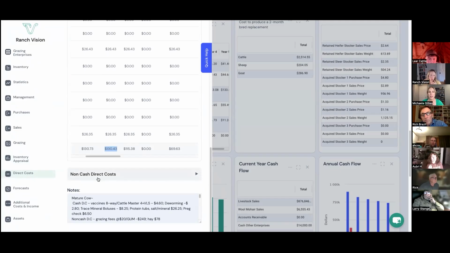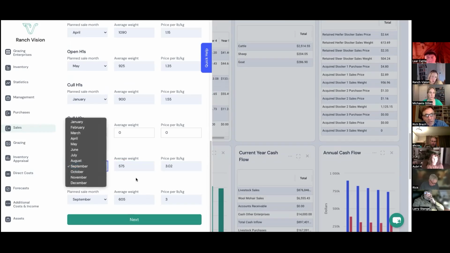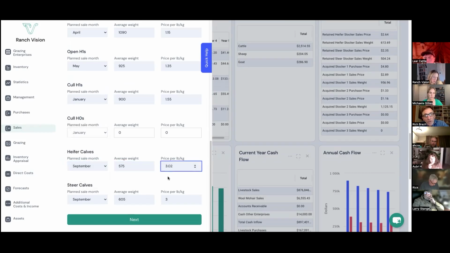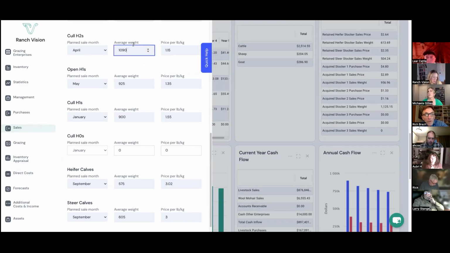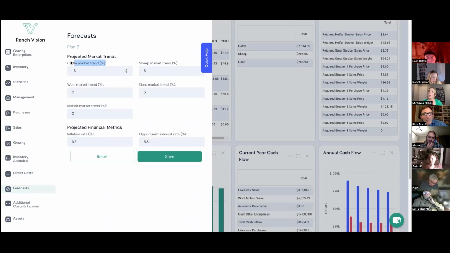Am I doing market predictions for sale prices? Yeah, well, what we've already entered here is what we expect those calves to weigh and when you're planning to sell them, and the price per pound for your heifer and steer calves, also for your cull animals, your cull heifers, your open, dry, what have you. We've already put in our expectations there. And these aren't, of course, your numbers, right? These are those numbers. You can see this assessment is looking at the cattle market falling 5% a year.